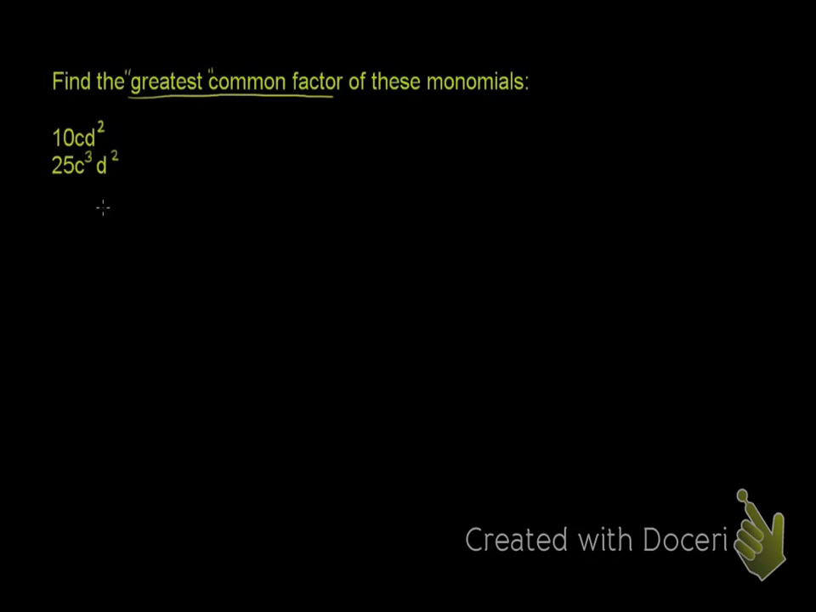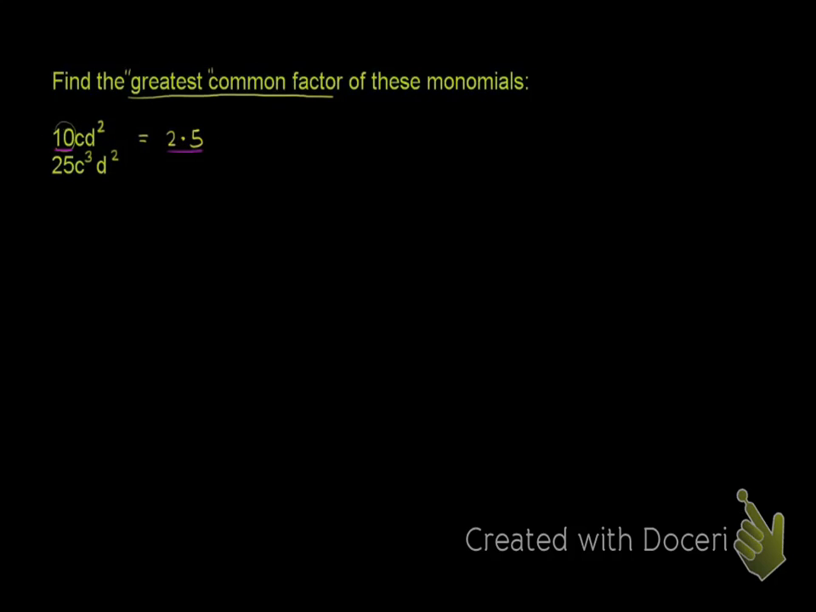So to find the greatest common factor, let's essentially break down each of these into what we could call their prime factorization, but it's kind of a combination of the prime factorization of the numeric parts of the number, plus the factorization of the variable parts. So if we were to write 10cd squared, we can rewrite that as the product of the prime factors of 10. The prime factorization of 10 is just 2 times 5. Those are both prime numbers. So 10 can be broken down as 2 times 5.